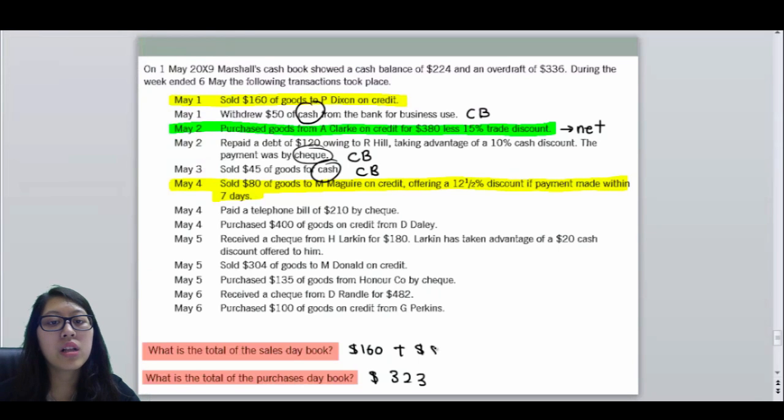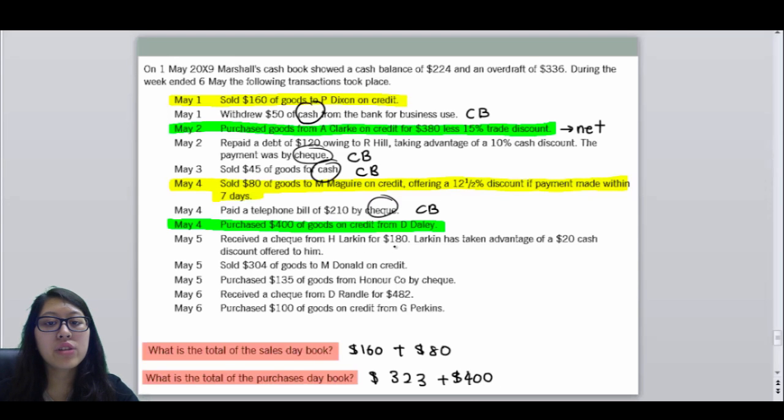Paid a telephone bill of $210 by check. So cash book again. Purchased for $100 on credit. So purchased on credit should signal the purchase day book because it's a credit purchase. So we're going to directly write down $400.